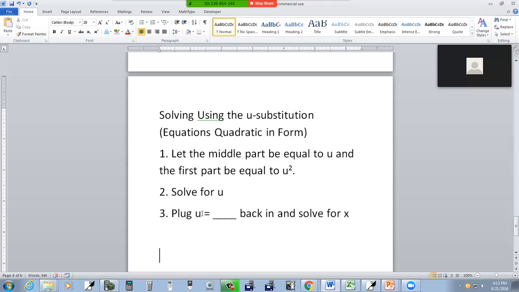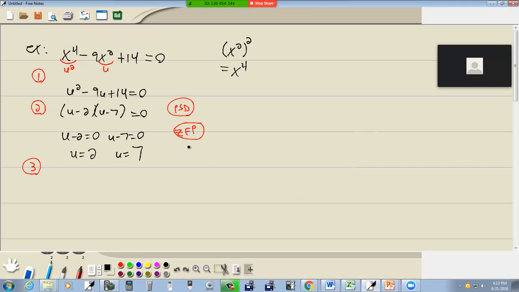Now step 3 says plug u equals blank back in and solve for x. Now whatever you said u is equal to right up here is now what you're going to plug in for the u down here. Up here we said u is equal to x squared, so we'll plug x squared in for the u. And then we want to solve for x.